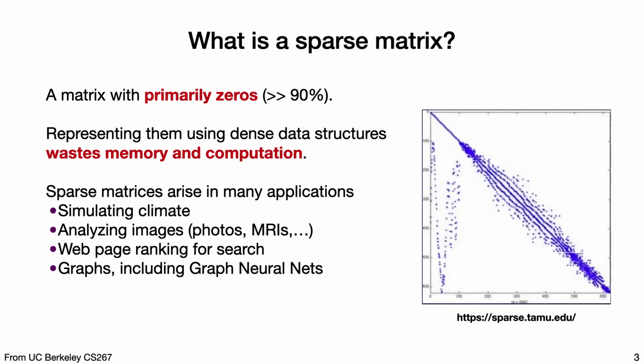They come up in a lot of applications. For example, climate simulation, images, page ranking for search, and graphs, especially including graph neural networks, but most graphs are really sparse. For example, if you think of social networks, where the vertices are the users, and the edges are the connections between the users, if you represent that graph, almost all the connections are not there. You usually have small clusters, or maybe some vertices are well connected, but almost all the vertices are not.